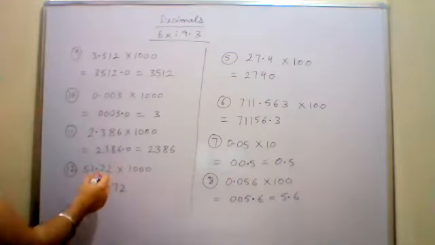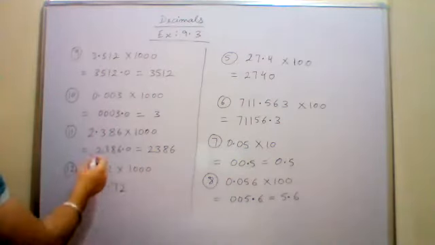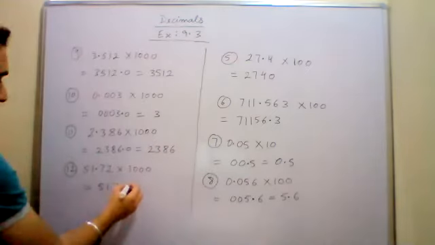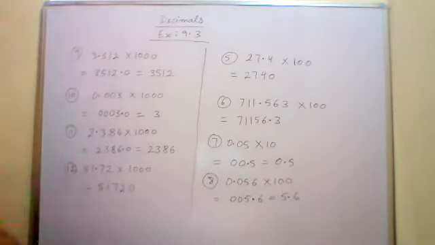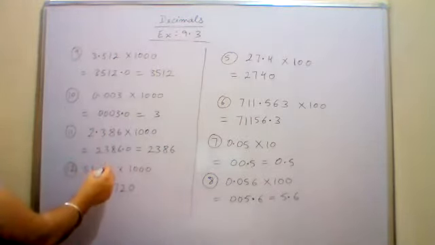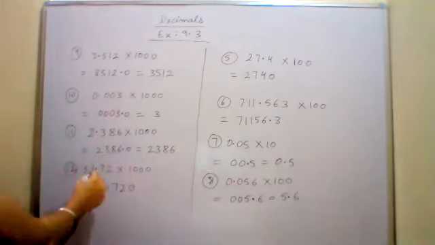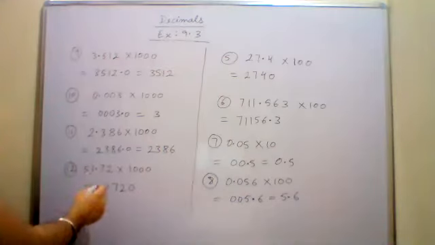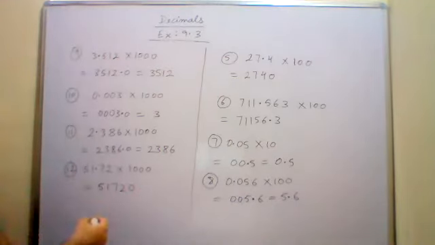You will move the decimal 2 places easily, but you have to move 3 places. So for the third place, what will you do? For the third place, you will write a 0. So 7, 2, and 0. So these are the 3 places. This is how you move the decimal 3 places to the right.